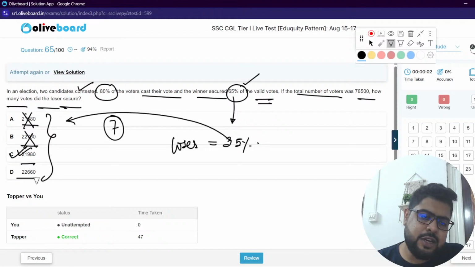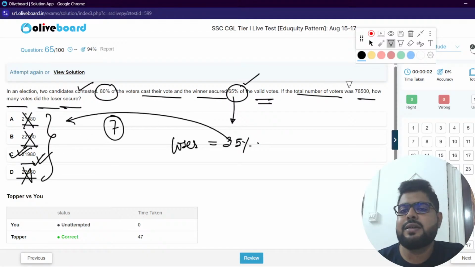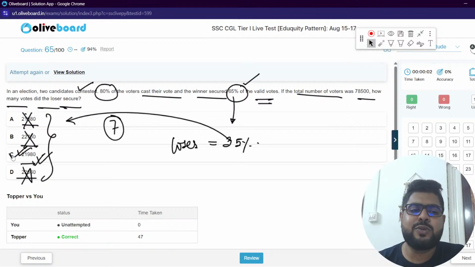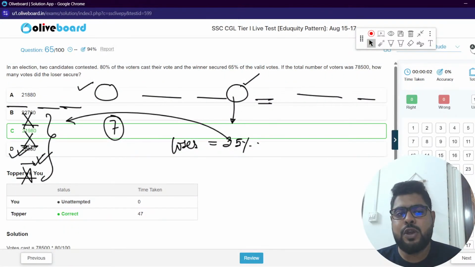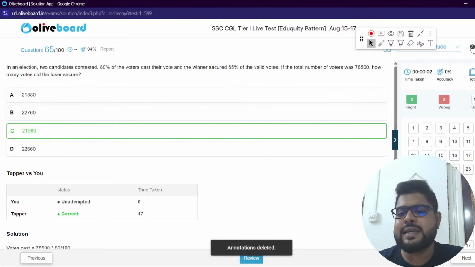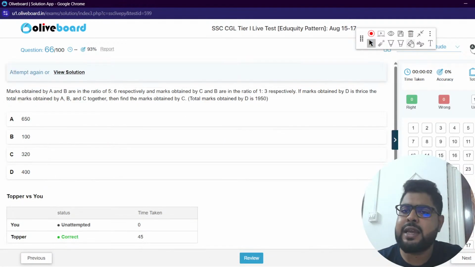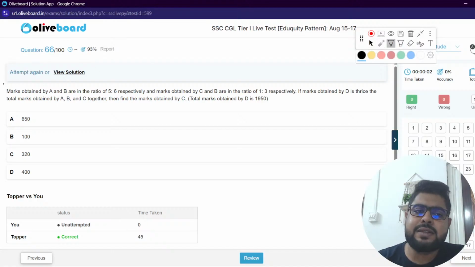Let's check this. 21, 16, 2, no, sir. Sir, this is my answer. We don't need to do anything. Option C is the answer without even doing anything, just by checking the multiple concept.